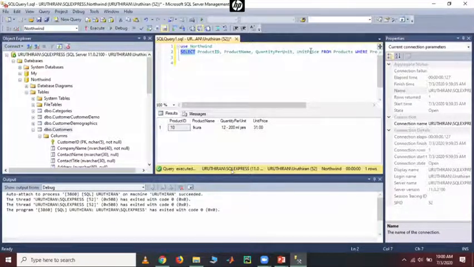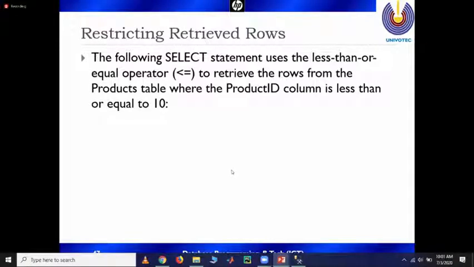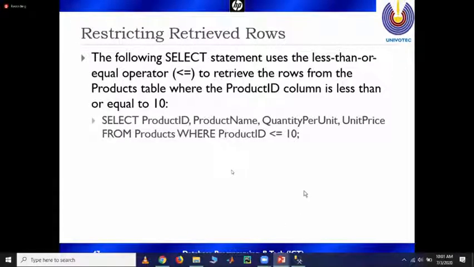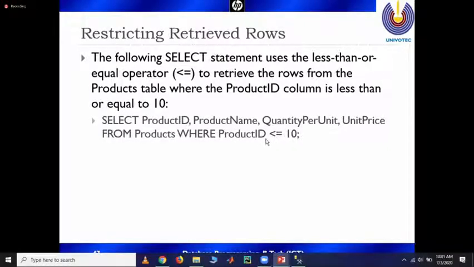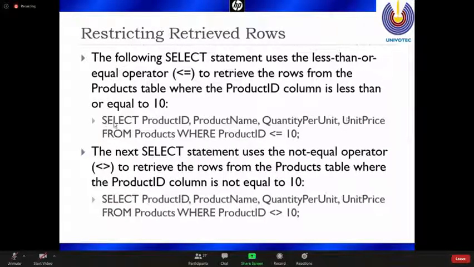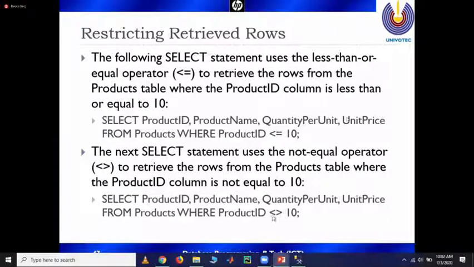SELECT is the keyword. You can see here the dark blue is the keyword command, and these are the object names and columns. Restricting the rows: here you can use product ID less than or equal to 10, then product IDs 1 to 10 are retrieved. Therefore we use the operator less than or equal. Product ID not equal to 10 gives you all the other products.